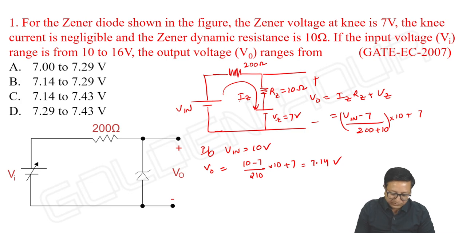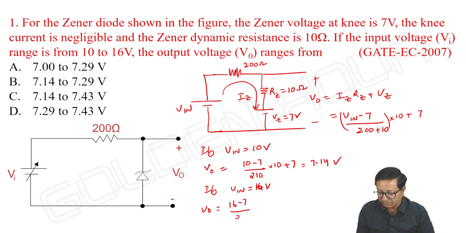Similarly, suppose input is equal to 16 volts, then output is equal to 16 minus 7 by 210 into 10 plus 7. It is 9 by 21, that is 3 by 7, so it comes to around 7.43 volts. So option C is correct.